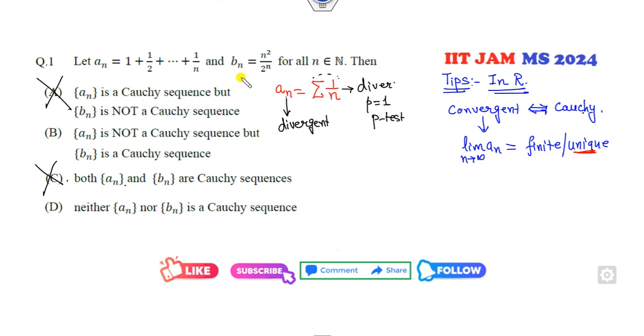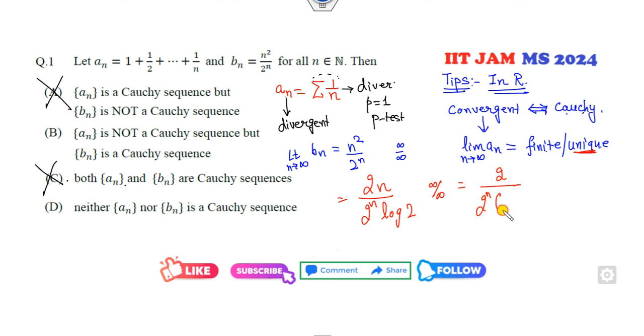Look at this. Now this is my single term. What I can do is find the limit as n approaches infinity. If it is unique and finite, then we can say it's convergent, which implies Cauchy. It's an infinity by infinity form, so I can apply the L'Hopital rule. So 2 raised to power n log of 2. Again it's infinity by infinity form, so again I can apply the L'Hopital rule. So 2 raised to power n log of 2 whole square.